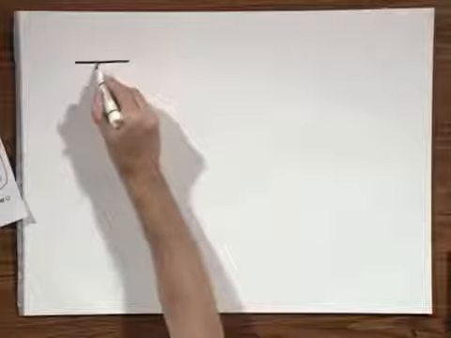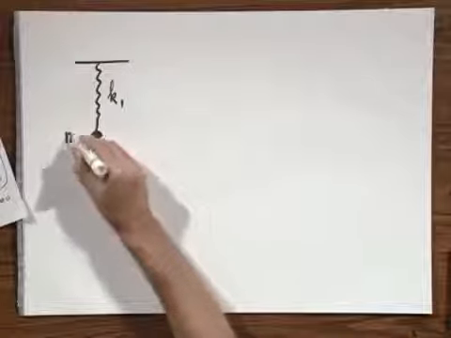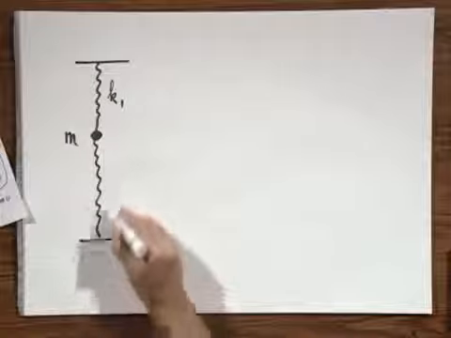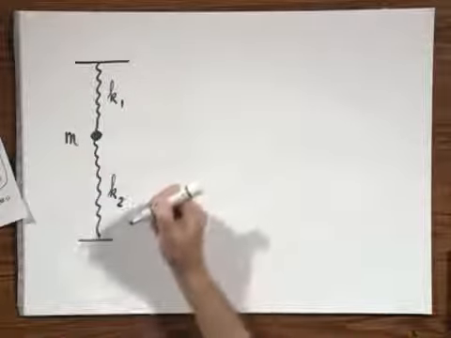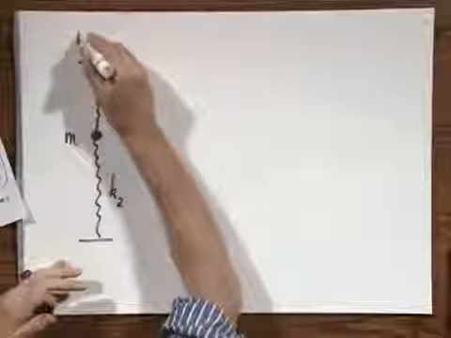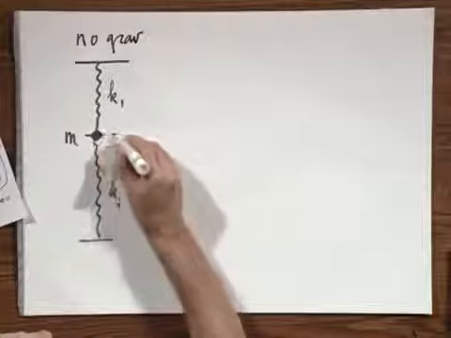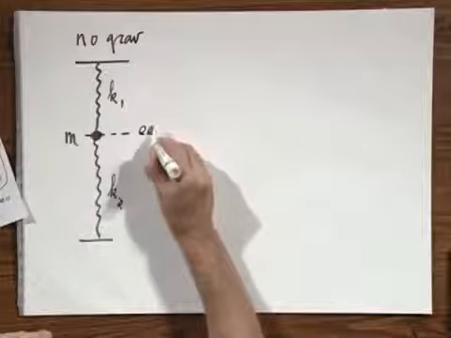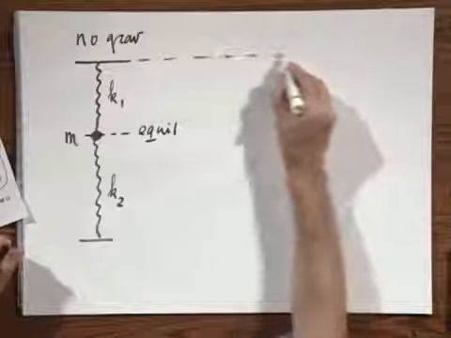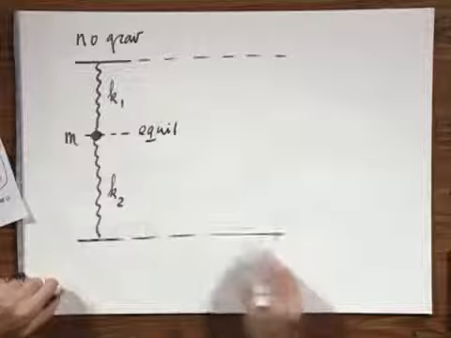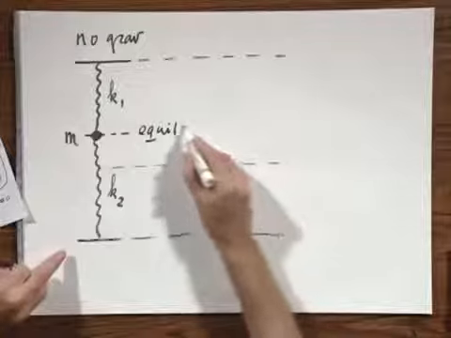The last part is asking you the following. I now take this same system, K1, with mass m, K2, and it's now vertical. And there is gravity. Let's first take the situation that there is no gravity. That's the situation here, and here I have equilibrium. Now all of a sudden I turn gravity on. Let this be the floor.